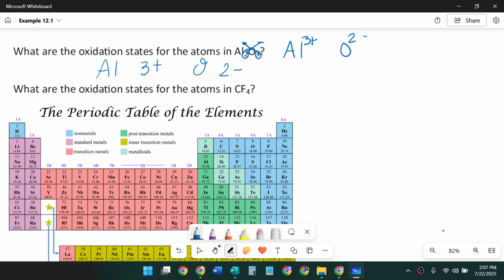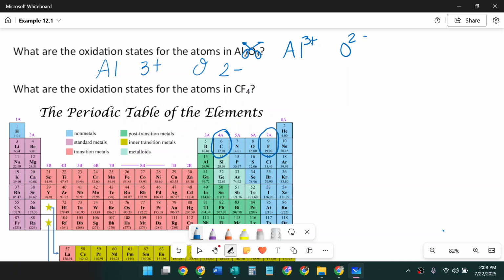All right, so the second one asks, what are the oxidation states for the atoms in CF4? Well, CF4 means that we're working with a covalent compound now, so we have to start dealing with other ways of doing this. We can't look at their charges necessarily. So we're going to draw the Lewis structure. If you are not wild about Lewis structures, don't worry. We're about to learn some rules pretty soon in the book so that we don't have to do that.